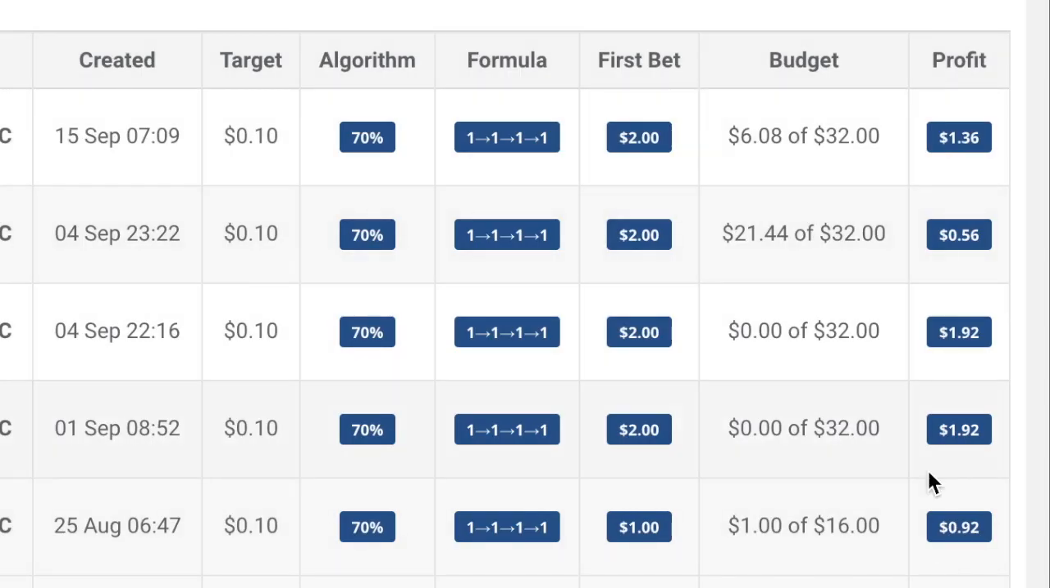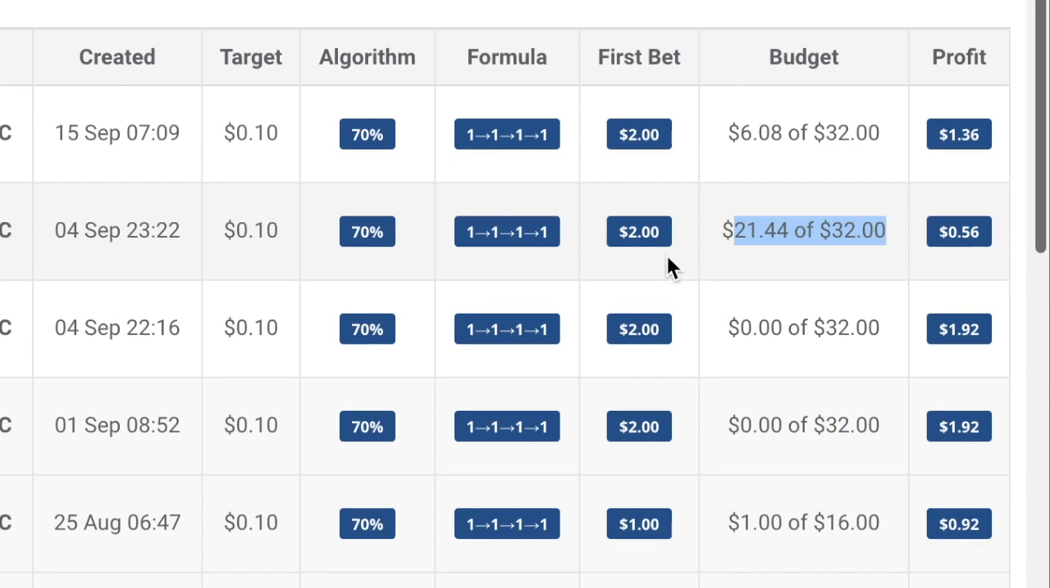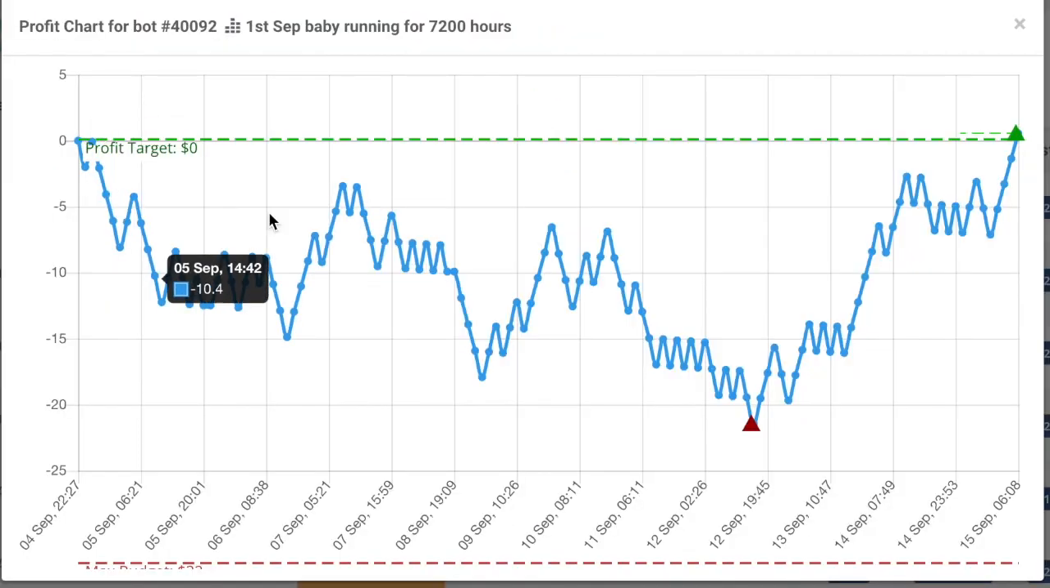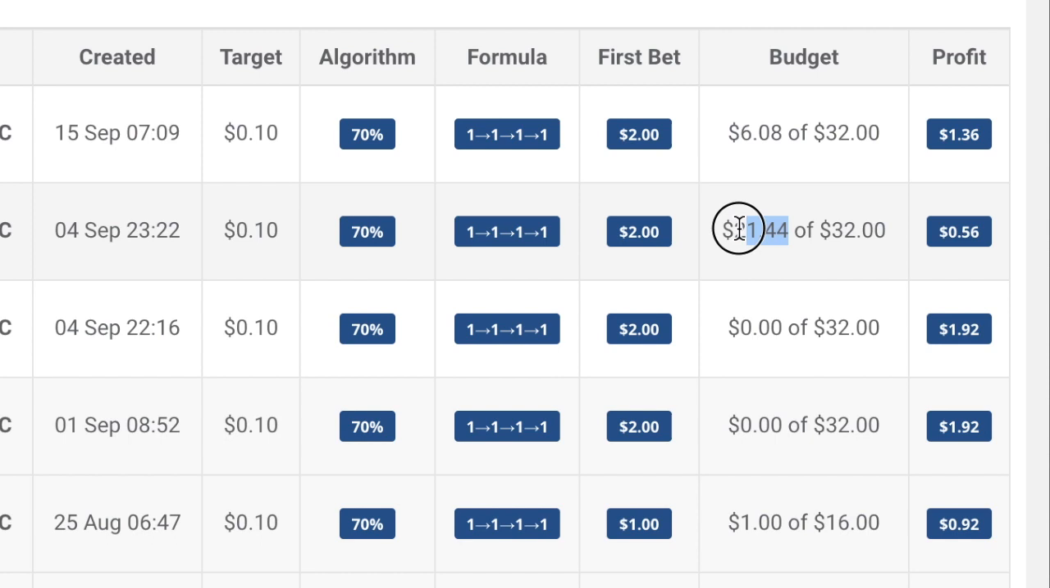So there's some trades here. If I look at this one here, it was done on the 4th of September. Same settings as I've got on the other account that I showed you, but it's different amounts of money that you're trading with. Here I'm trading with a first trade of $2 and a budget of $32. As you can see, it lost one, it lost one. It's doing a lot of zigzagging. But the most it lost was $21 out of the $32, so it's nearly used up all the stop loss budget.